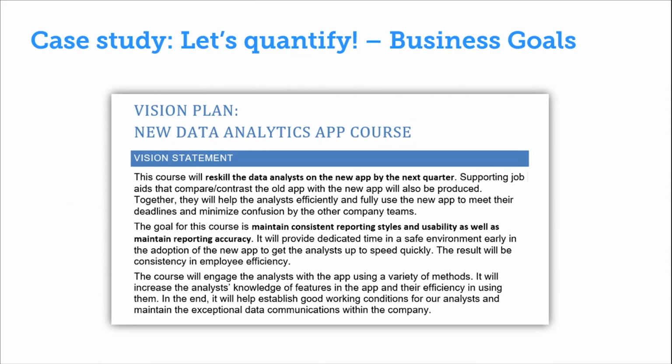Okay, now that we know how to define our business goals and who our learners really are, let's revisit that case study. What kind of changes do we need to make to our business goals based on the analysis we've done? First, when do we need the training completed by and who will be trained? Well, we know it only needs to be delivered to the data analysts by next quarter. Why do we want the data analysts to take the course? We want to maintain consistent reporting styles and usability, as well as maintain reporting accuracy in the new app.